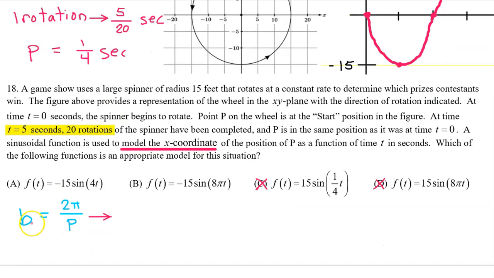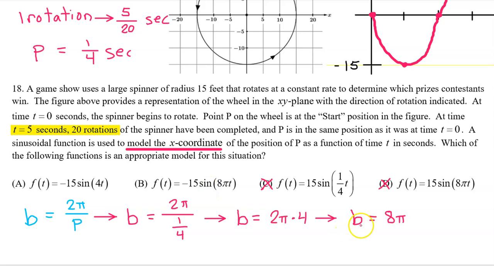We have learned that the b value is given by 2 pi divided by the period. So in this case, the b value will equal 2 pi divided by 1/4. But when you divide by a fraction, you multiply by the reciprocal. So b will equal 2 pi times 4. So b turns out to be 8 pi, which corresponds to answer B.